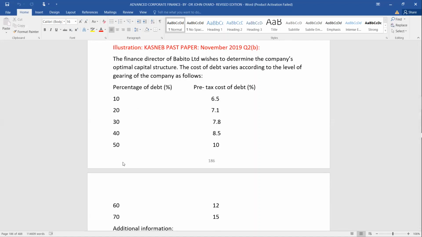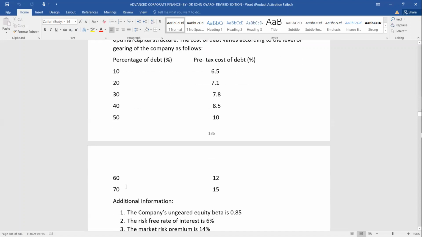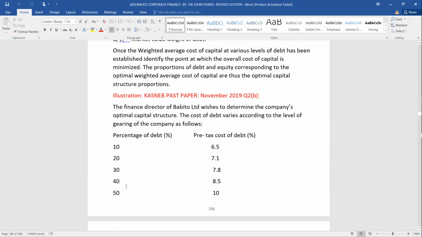Anytime the Hamada model comes in, CAPM goes hand in hand with it. You estimate the beta coefficient of equity of a levered firm at each of these levels of debt, and then use the capital asset pricing model to estimate the cost of equity, and then proceed and work out the weighted average cost of capital. This question reads that the finance director of Babito Limited wishes to determine the company's optimal capital structure. The cost of debt varies according to the level of gearing of the company as follows.